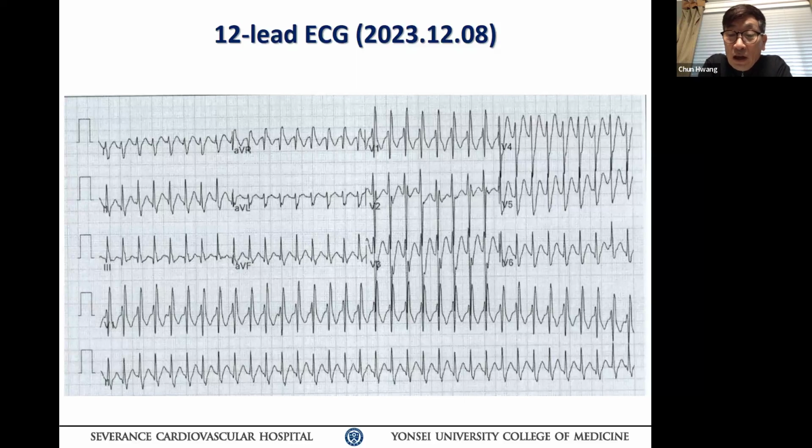But in my eye, that RR interval looks the same to me. That's not changing much. Anyone disagree with that? It looks like RR is very stable, right? So then we need to explain how we can explain this complex has a different morphology that you clearly see in V5 and V6.